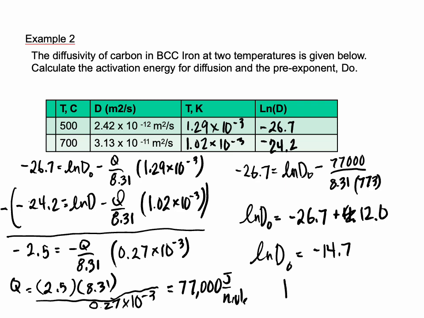So D0 in this case would be 4.13 times 10 to the negative 7 meters squared per second. Okay, and that last slide is just an extra one in case I needed more space to work example 2. So, this is the end of the third part of lecture 6.